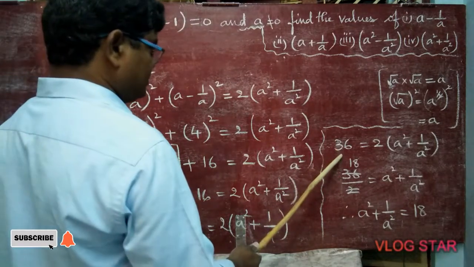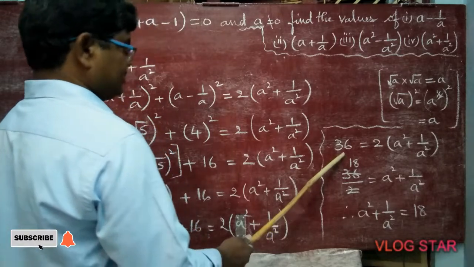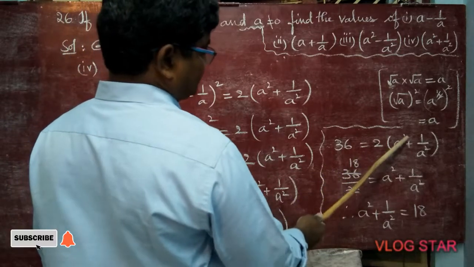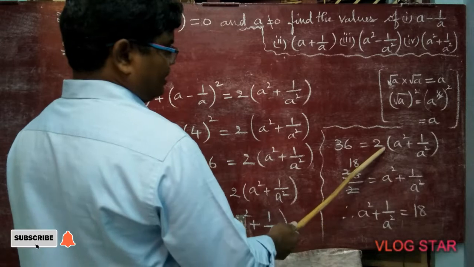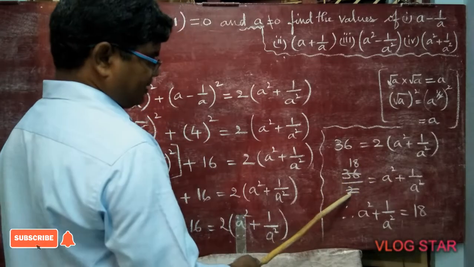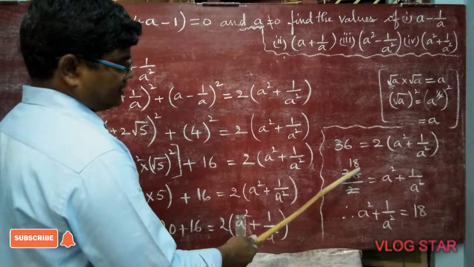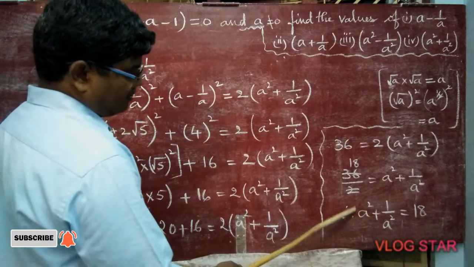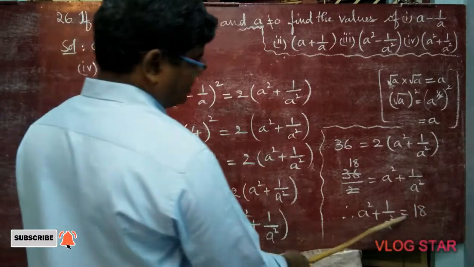20 plus 16, how much? 36. 36 is equal to 2 into (a square plus 1 by a square). Now multiplication: 2 into, multiplication comes from right to left as division. 2 goes into 36, 18 times. Therefore the value of a square plus 1 by a square is equal to 18.